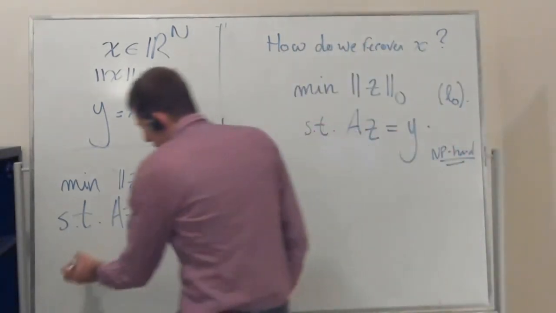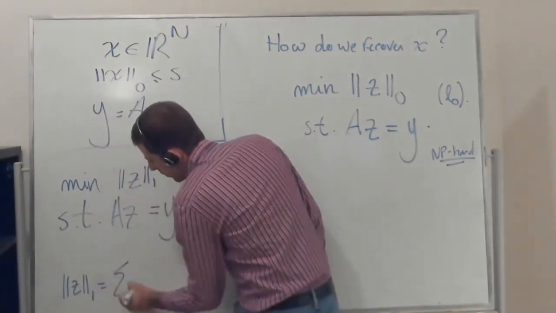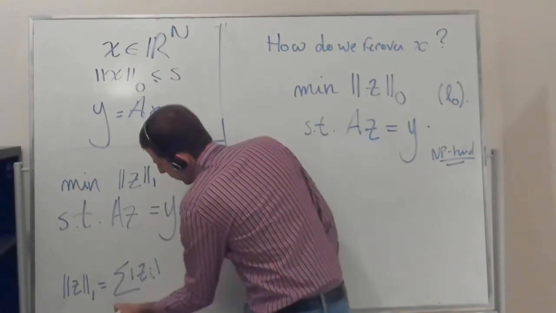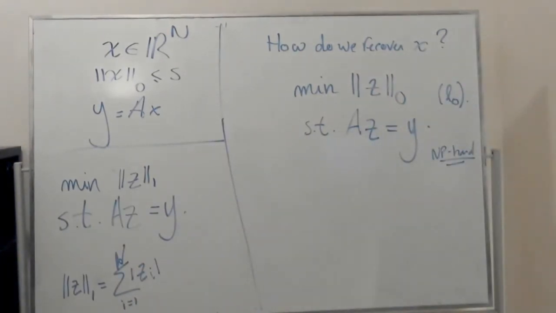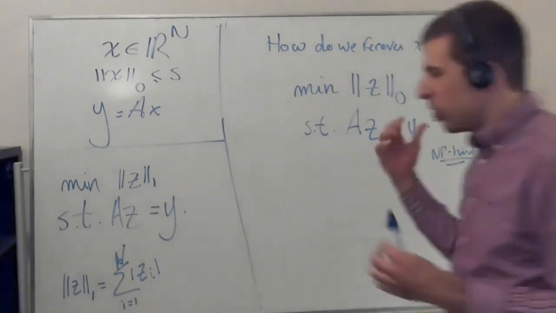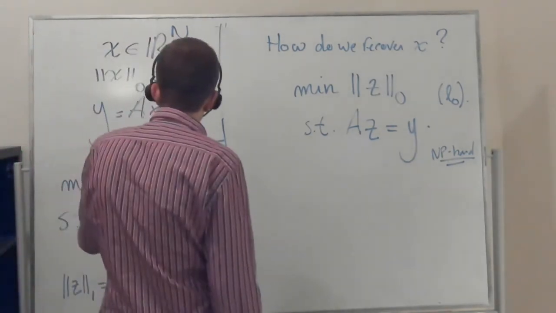What is the one norm? The one norm is just the sum of the absolute values of the entries of the vector. Okay, why is this a convex relaxation? Well, there's a picture that one can draw that illustrates why this is a good convex surrogate. First of all, this is convex, right? So it's easy to see that this is a convex function, the norm, as all norms are.